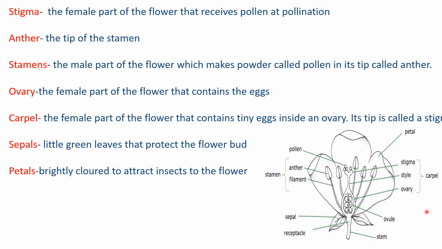So you have seen that in the female part, the carpel or the stigma, style, ovary, they have all said in their definition, the female part of the flower, right? It starts with that. And the stamen is like the male part of the flower, which makes the powder called the pollen, in its tip called the anther. It's easy to remember, so these are the definitions you can learn and explain, and mostly these come in your exam.